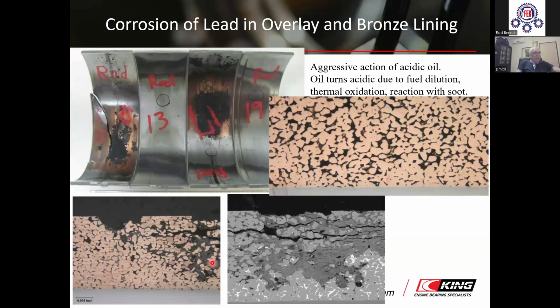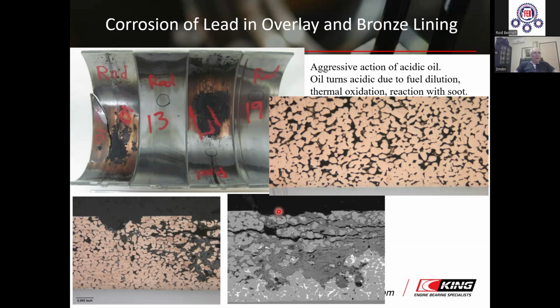And the corrosion of bearing materials. Corrosion of bearing materials is relevant for leaded materials. Lead is an excellent anti-friction material, maybe the best metallic solid lubricant. And lead has been very popular since 150 years ago. So lead is an excellent anti-friction material, but lead is susceptible to corrosion in acidic oils.